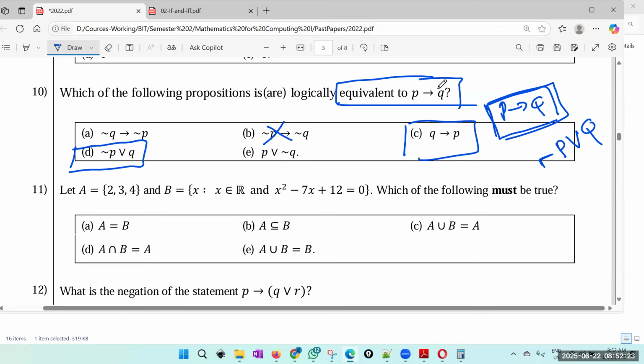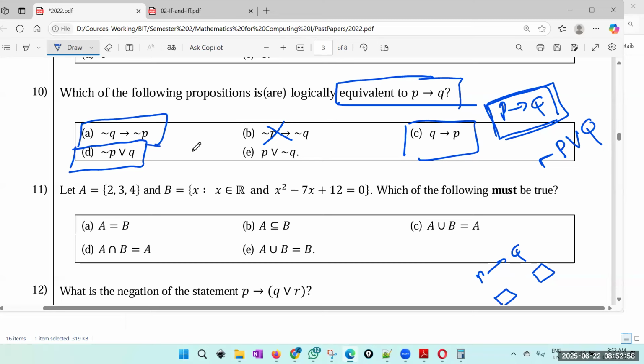So if Q has not happened, can we say P has not happened? Whenever P happens, Q happens. So if Q has not happened, yes, P has not happened, because whenever P happens, Q happens. So if Q has not happened, definitely P has not happened. So this is correct, right?